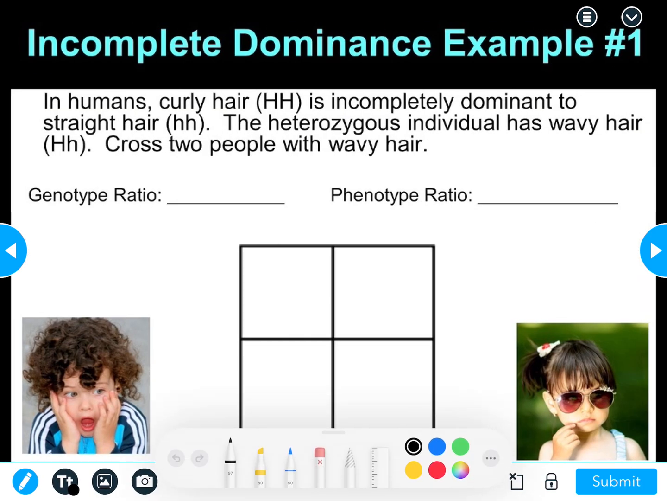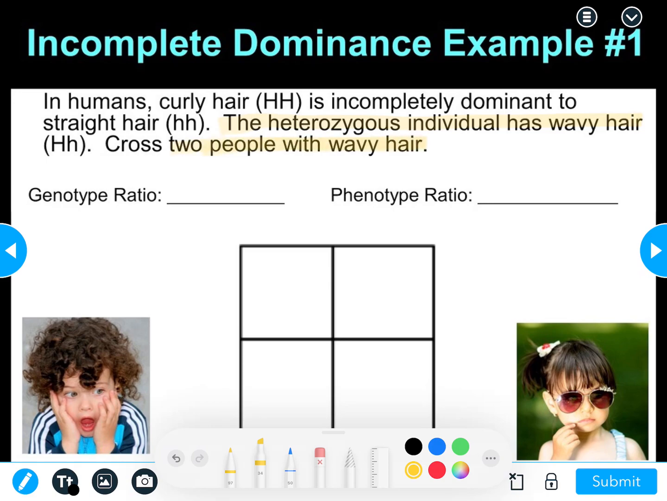So let's practice one of these. Okay? So we have, in humans, curly hair is completely dominant to straight hair. The heterozygous individual has wavy hair. So I'm going to pay attention to all of my vocabulary, and I'm going to highlight the heterozygous individual has wavy hair. And then here it says cross 2 people with wavy hair.